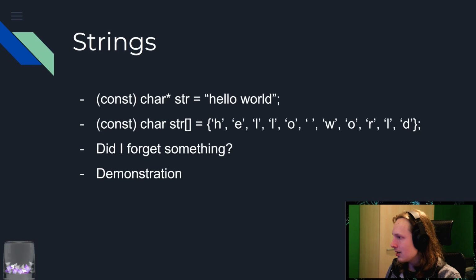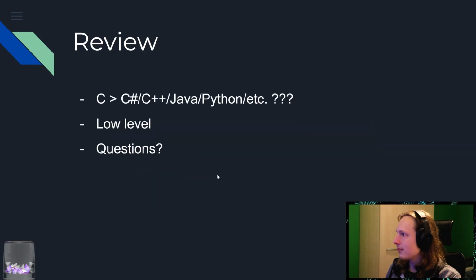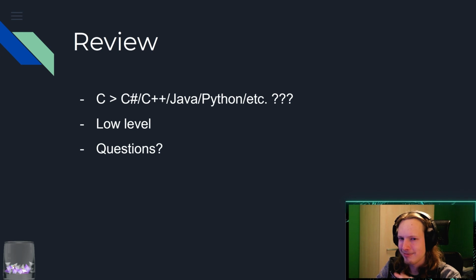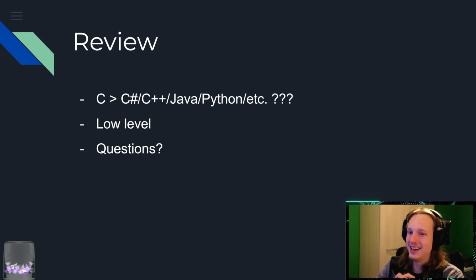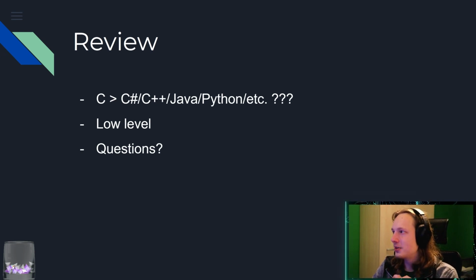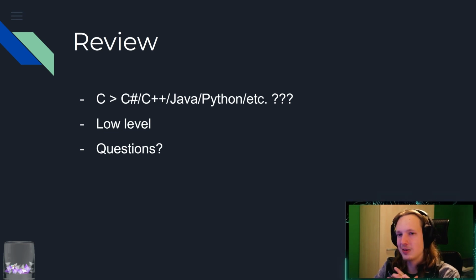Right, so I think that about covered it. So, review. In the end, is C better than C# or C++ or Java or Python? Short answer, no, it isn't. Long answer, well, it depends. For me to say that it's better, it's so dependent on your situation, right?